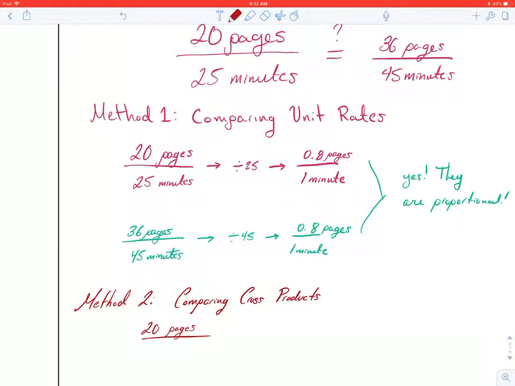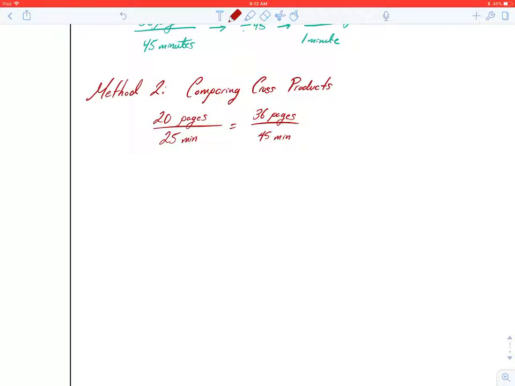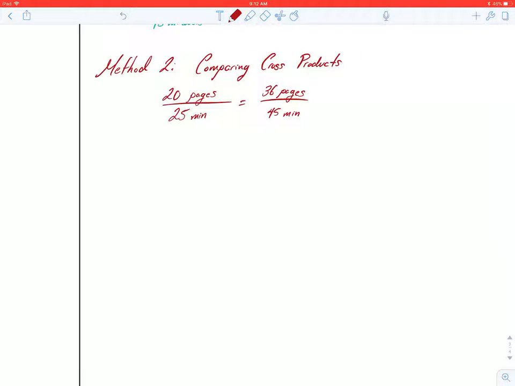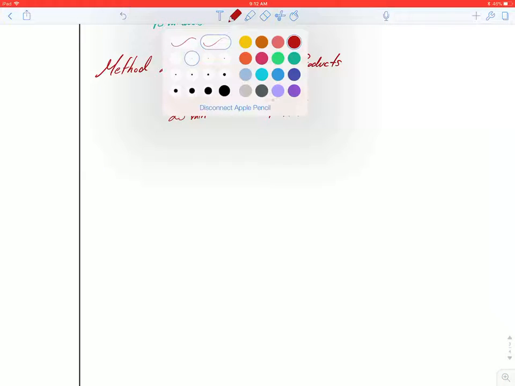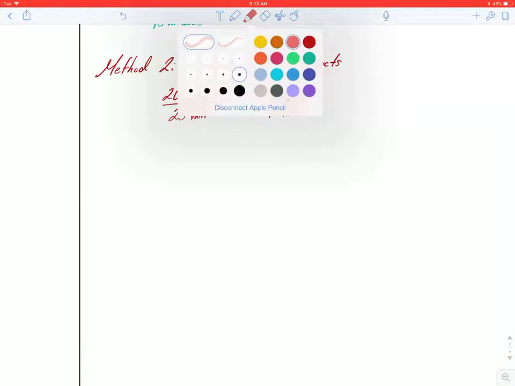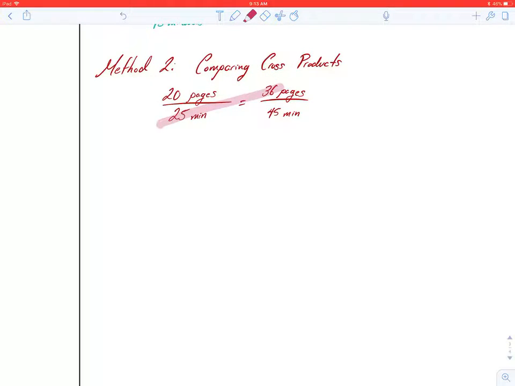So let's go ahead and put these proportions equal to one another, 20 pages in 25 minutes, and 36 pages in 45 minutes. So if we were solving using the second method of comparing the cross products, then we would very simply multiply the numbers across from each other, so 25 and 36, and see if they equal the other cross product of 20 and 45. And if they do, then we say that the ratios or the rates are proportional. If they don't, then we would say that they are not proportional.